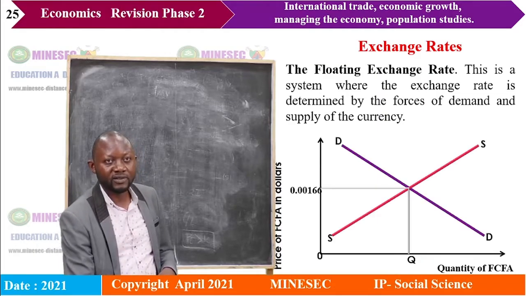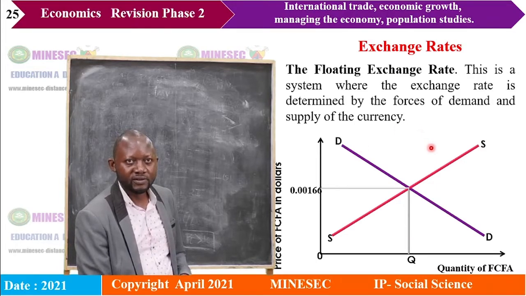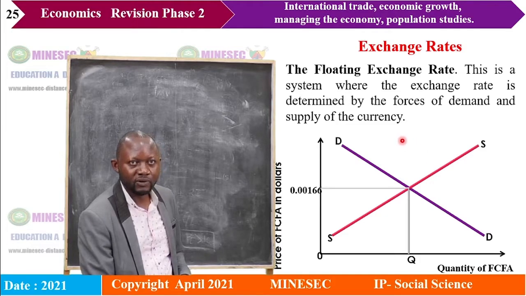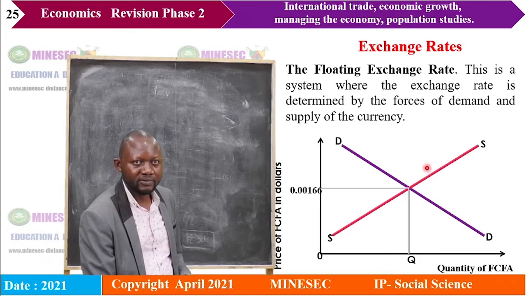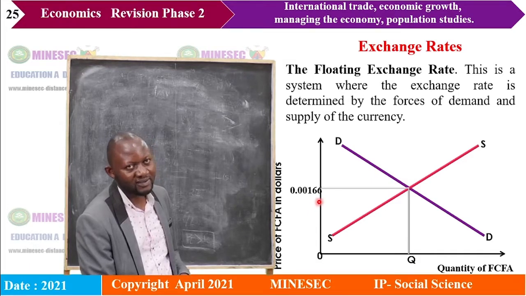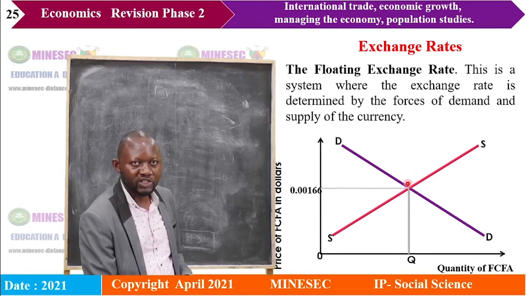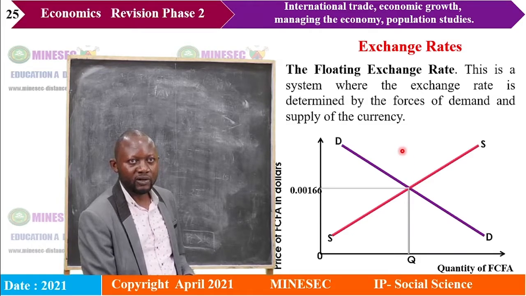Now let's look at this diagram. We have the quantity of francs in terms of dollars. This represents the supply of francs CFA. This represents the demand for francs CFA. Where the two curves intersect, that's the equilibrium exchange rate. It means that one franc CFA equals 0.001666 US dollar. In effect, you have to convert it. If you take 1 divided by this, it should give us about 600 francs CFA equals 1 US dollar. That is the exchange rate that is assumed here. So this exchange rate is determined by the forces of demand and supply without any official interference.